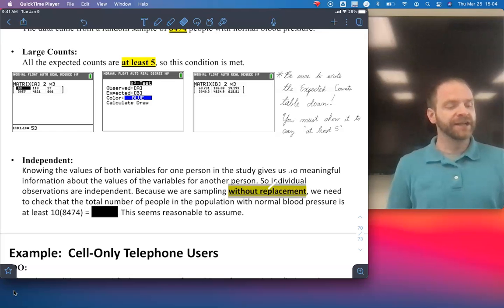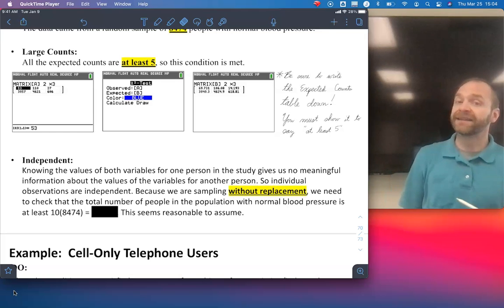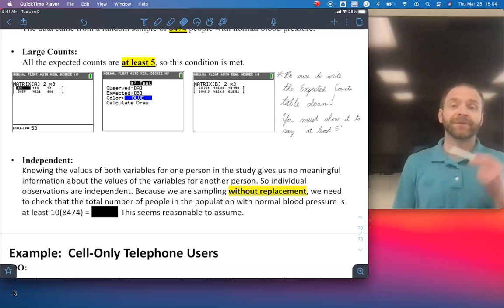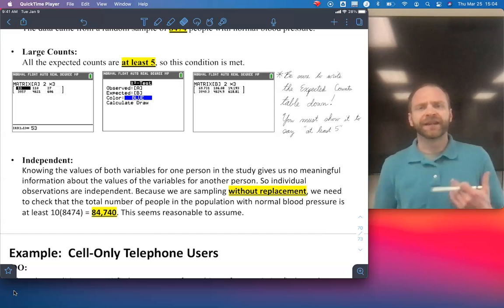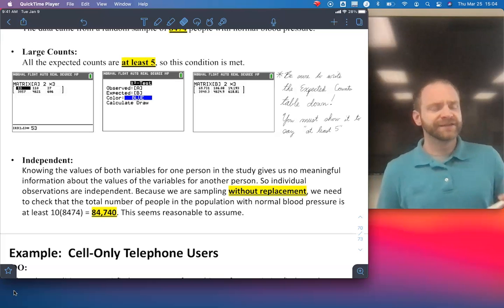So that means individual observations are independent. Because we're sampling without replacement, we have to check the 10% condition, because this is not an experiment, it's a sample. And I can say that for the people with normal blood pressure, it's reasonable to assume it's more than 84,740 people. So now we're at the do step.